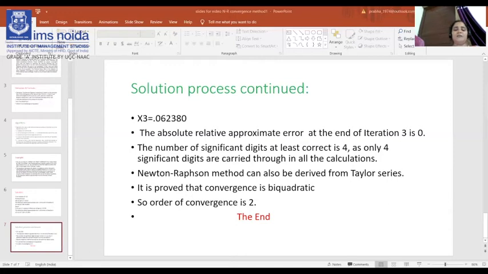Now, 0.06242 minus 0.05, because 0.06242 you have calculated now, minus 0.05, divided by 0.06242, into 100. So the calculation gives 19.90%. The number of significant digits at least correct is 0, because when this absolute relative error value, the epsilon value, is approximately 0, then you are correct up to some significant digits. You have reached your answer. Now, this example is continued.